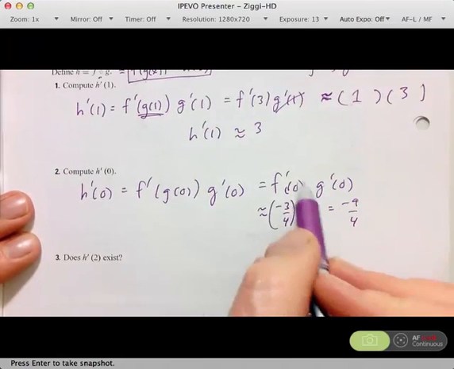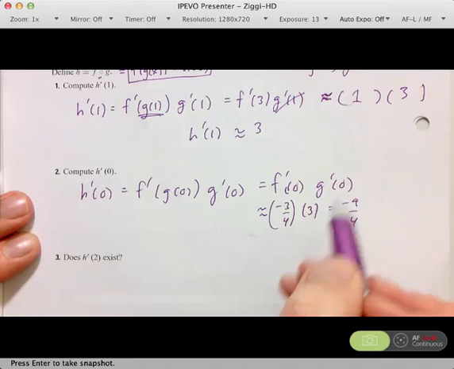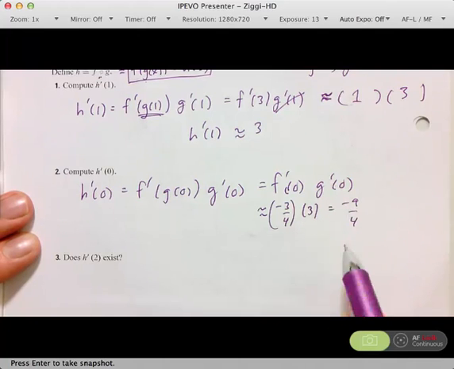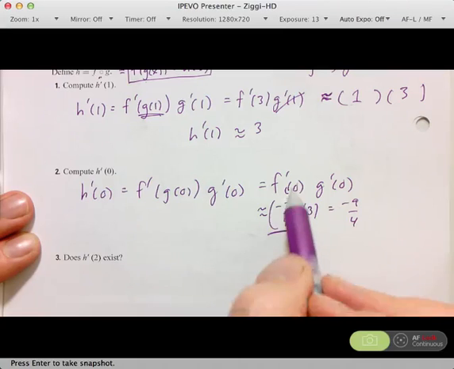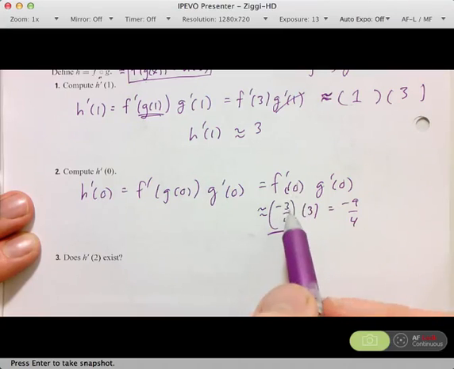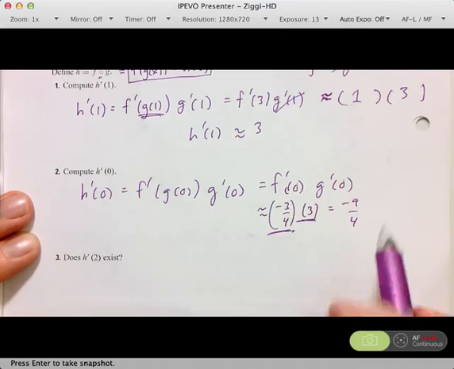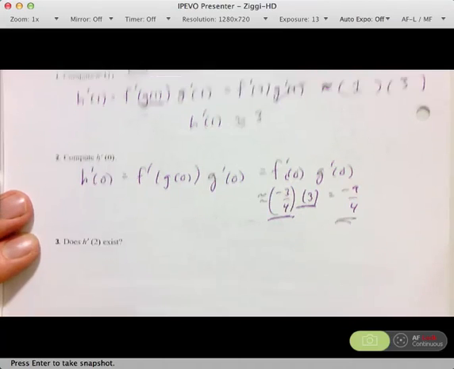Right? f prime of 0 we estimated from the graph was -3/4. g prime of 0 we estimated to be 3. Take the product. As long as you have the main idea that f prime is a negative slope in the downward direction, and it's in the ballpark of -1 or -1/2, something like that. g prime of 0, you better get that number right, and it gives you the approximate answer.